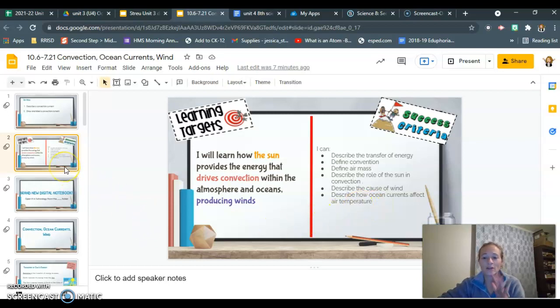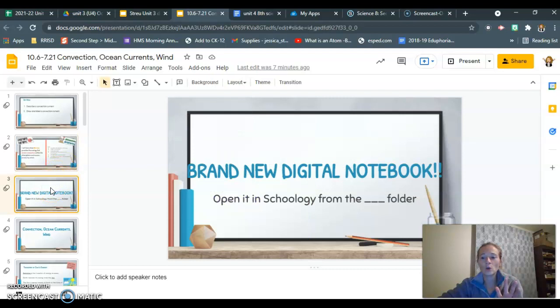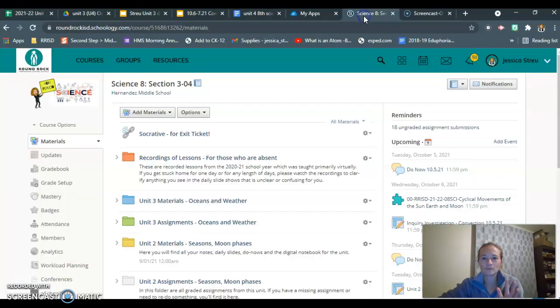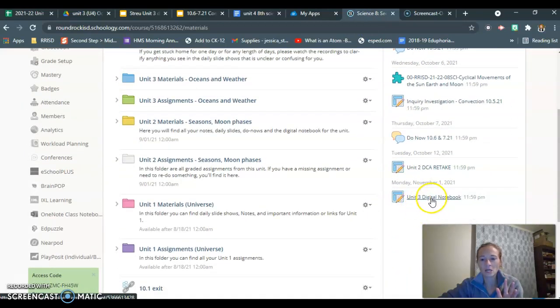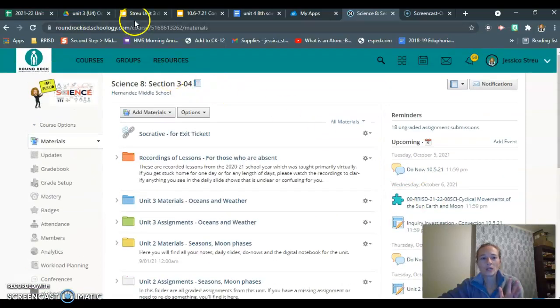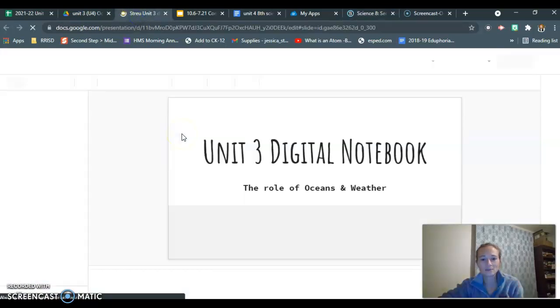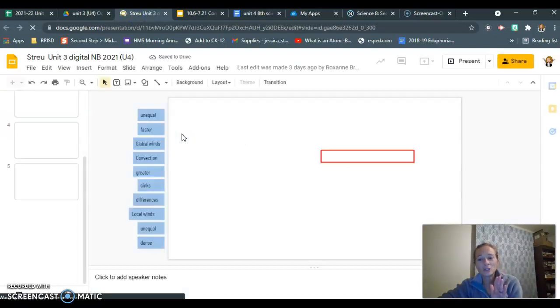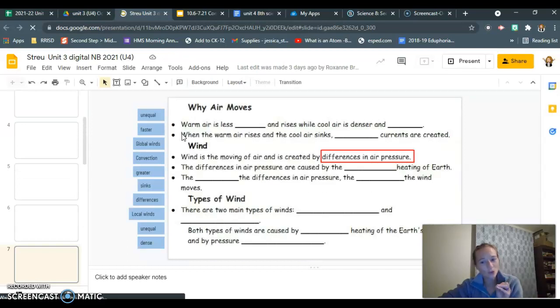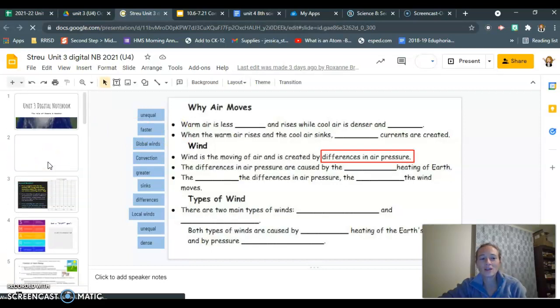Okay, to do this, we have a brand new digital notebook. So you are going to open it in Schoology. It's going to pop up on your upcoming assignments on the bottom because it's not due for a long time, okay? Or you can go find it in your blue folder, but it's definitely on upcoming assignments. Open it. It will look like this. By the way, if at any moment you need to pause this video to give yourself more time to finish something, please do that. You are allowed, okay? Also, I'm trying to get through in 15 minutes because that's as long as this recorder works.